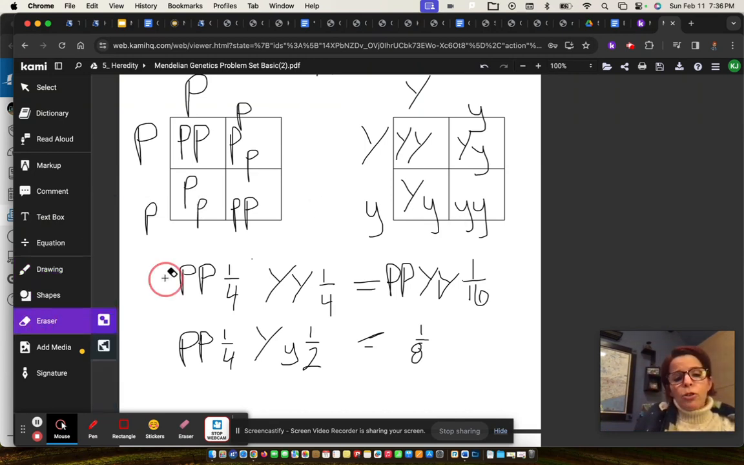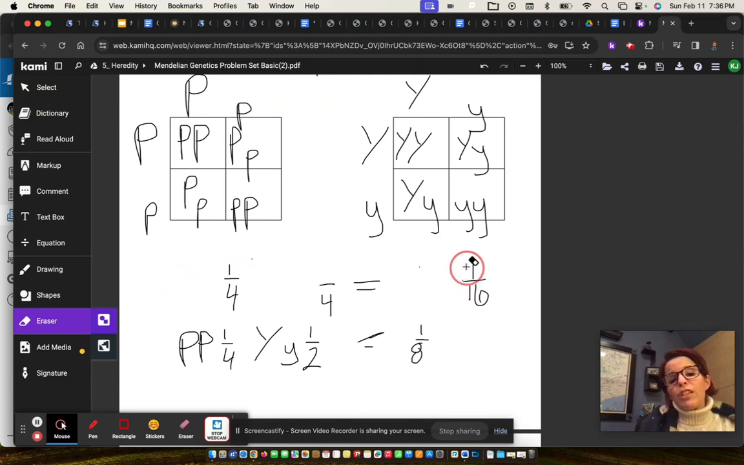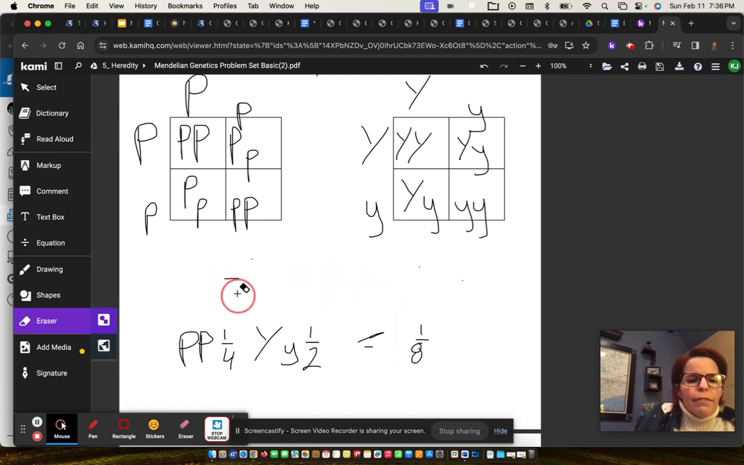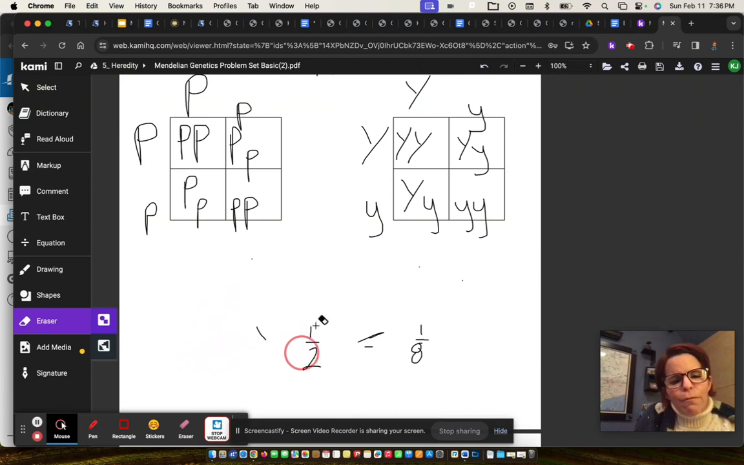Now we could then look at what are the odds of the different phenotypes, so what they look like. Remember, if anybody has inherited a capital P, they're going to be purple. And if anybody's inherited a capital Y, they're going to be yellow. So there's a lot fewer phenotypes than there are possible genotypes. Give me just a second to get it all erased.